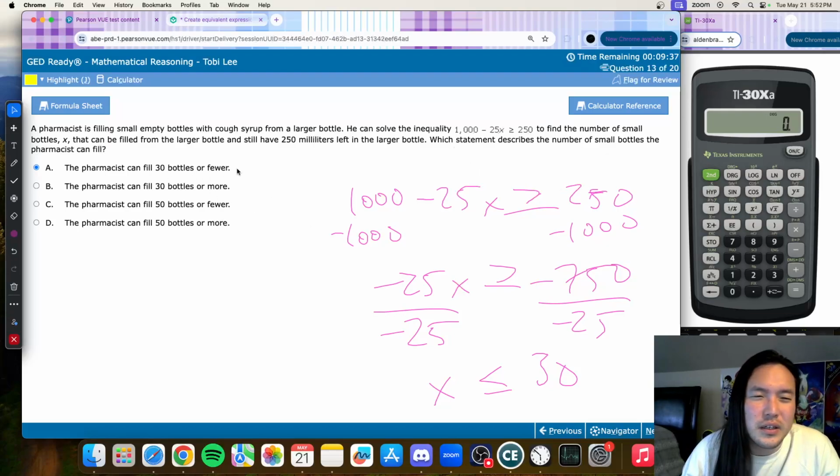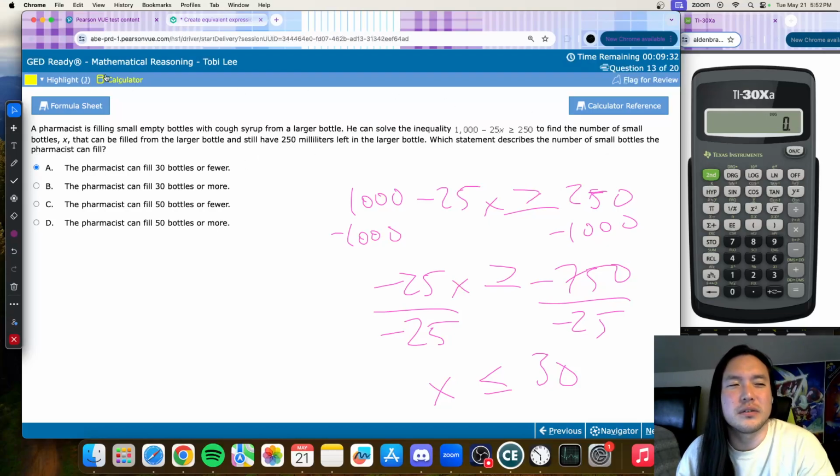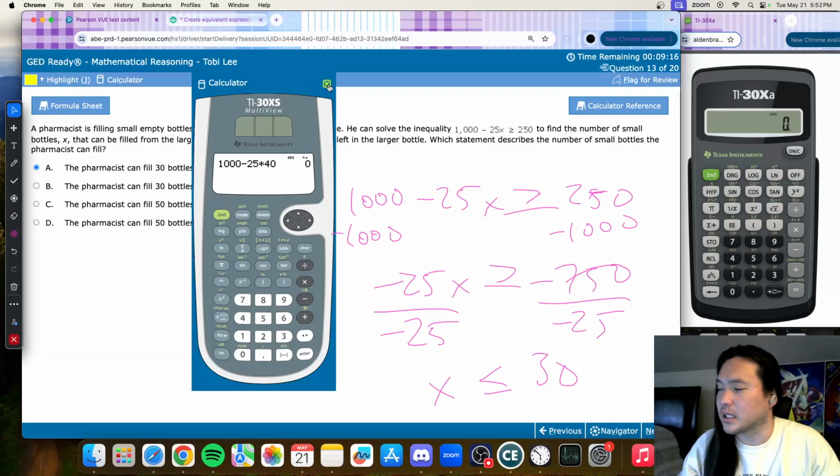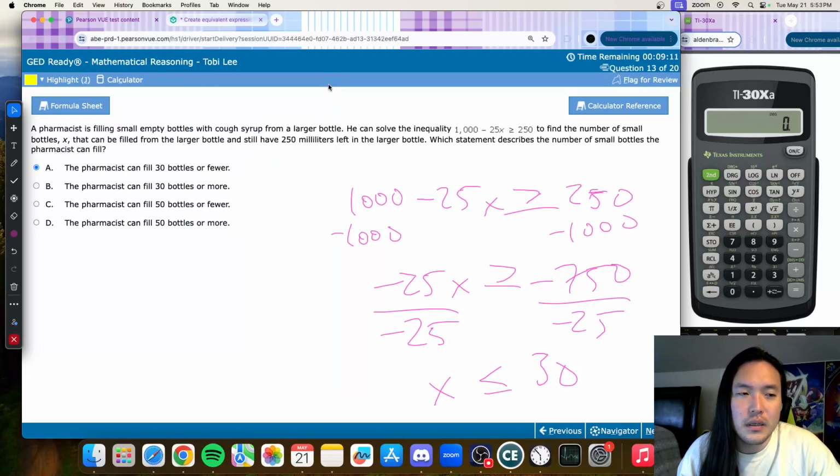You could also test it on your own, right? You could try 40. What happens if I have 40? A very easy way to check this one would be 1000 minus 25 times 40. And then you'll realize, oh, that's 0. That's not greater than 250. That's wrong. Only possible answer is A. That's a really, really nice way to handle this problem, right? But you can just solve it directly as well.